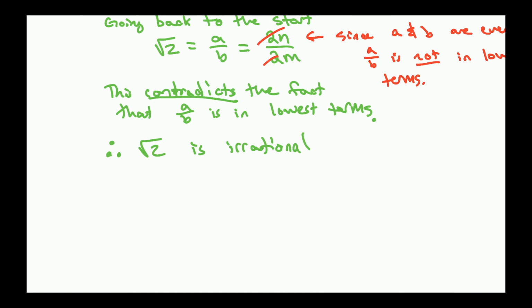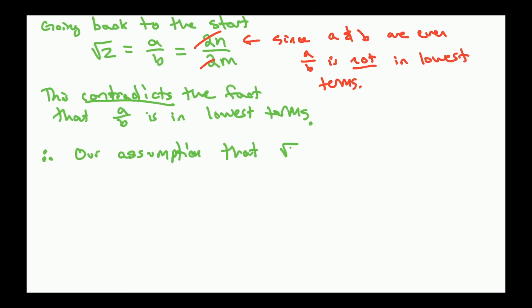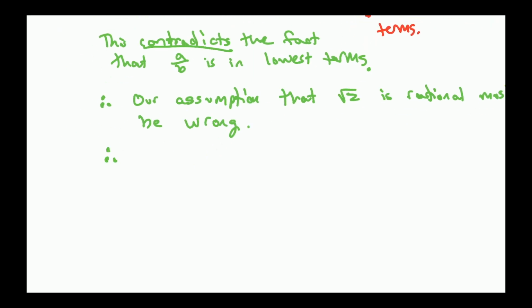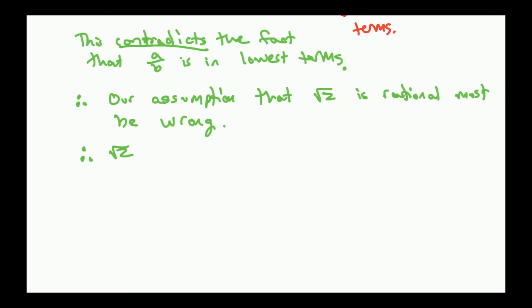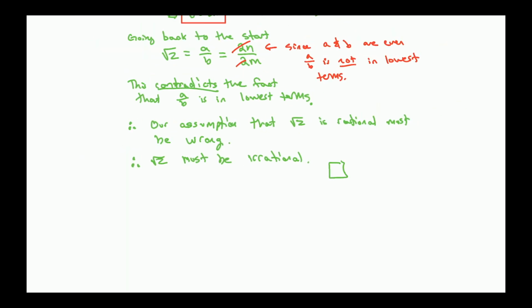And if you want more steps, I'll write it in two lines, actually. So the full logic is this. Therefore, our assumption that square root 2 is rational must be wrong. And since that's wrong, then square root 2 must be irrational. Okay. And then that completes the proof.